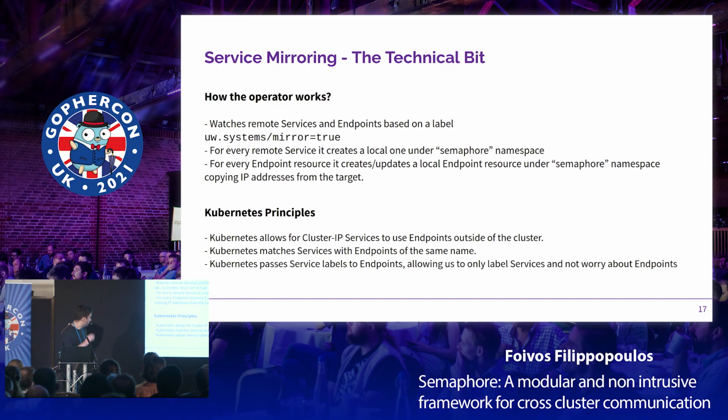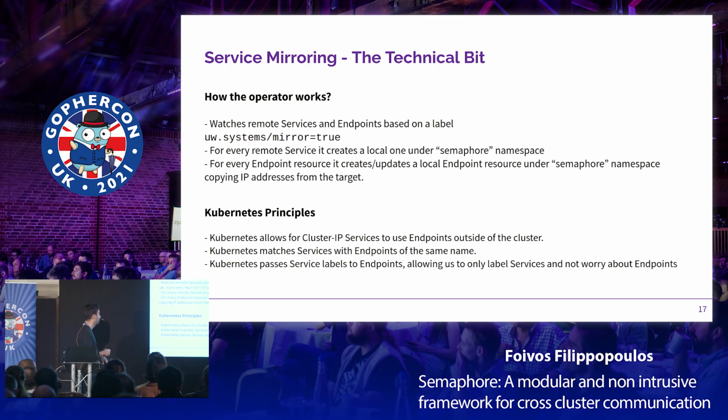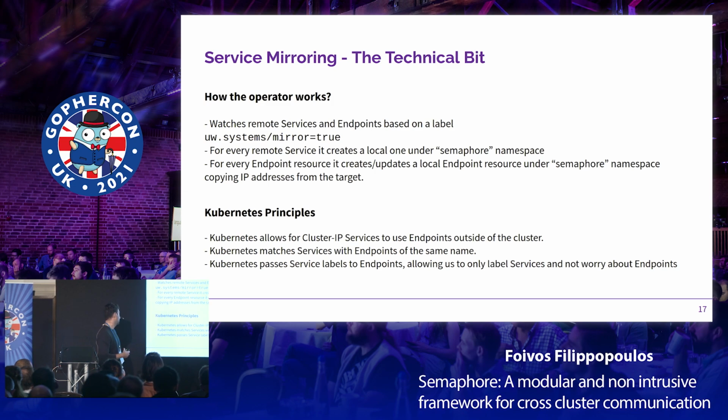Now, the technical bit. As we said, the Semaphore service mirror is going to be a single controller. It's going to run in every cluster and is going to mirror services from a remote to a local. The mirroring is going to happen under a single Semaphore namespace. So all the services that it can discover remotely that the users requested to get a mirror are going to appear under the Semaphore local namespace. And for each one of them, it's going to literally copy-paste the endpoints locally as well.